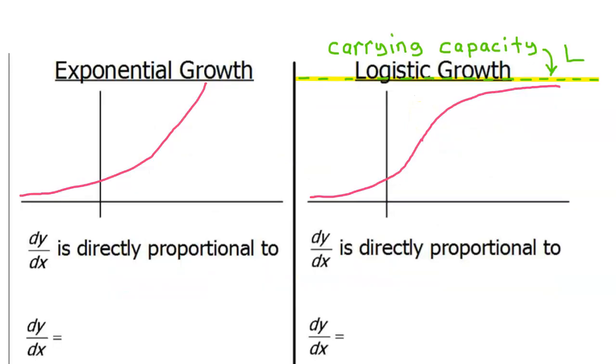In the introductory lesson, we learned that logistic growth eventually levels out, as compared with exponential growth, which increases faster and faster forever. The upper limit of a logistic growth curve is called the carrying capacity, and it is represented by the letter L.